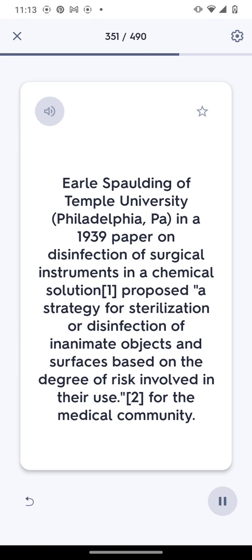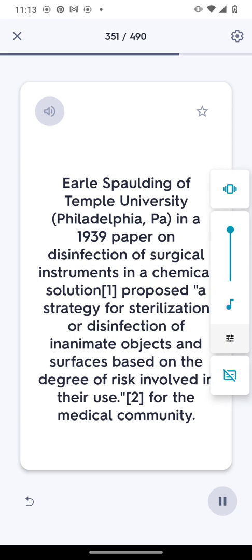Spaulding classification. Earle Spaulding of Temple University, in a 1939 paper on disinfection of surgical instruments in a chemical solution, proposed a strategy for sterilization or disinfection of inanimate objects and surfaces based on the degree of risk involved in their use, for the medical community.